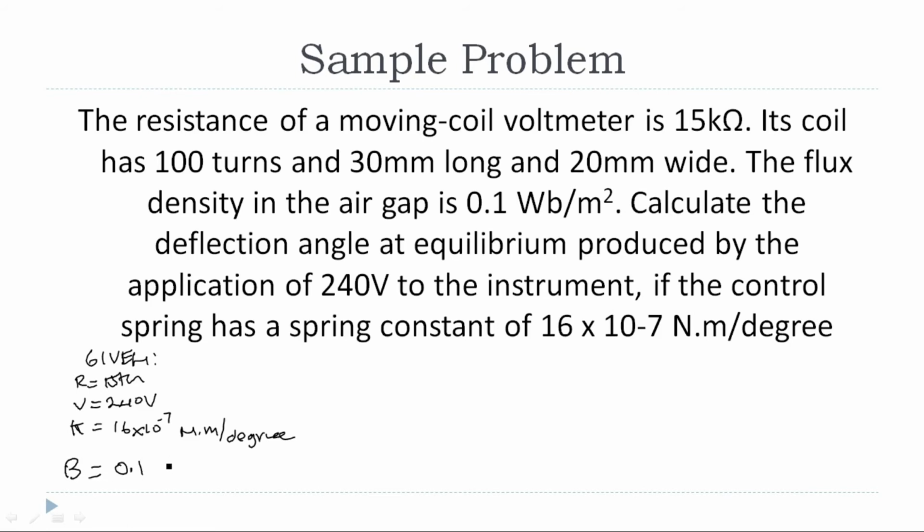0.1 Weber per meter squared. We also have the number of turns of the coil, which is 100 turns. What else? The dimension of the moving coil. I think the dimensions given here are the length and the width, how long and how wide.